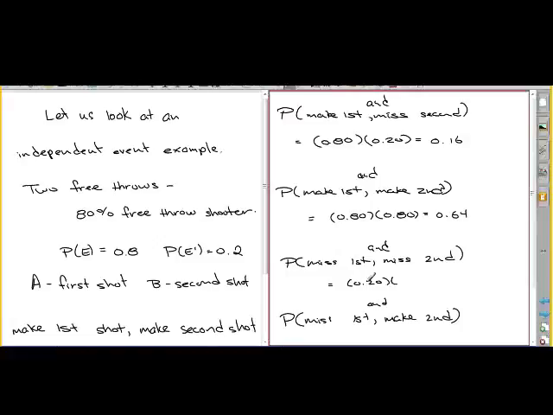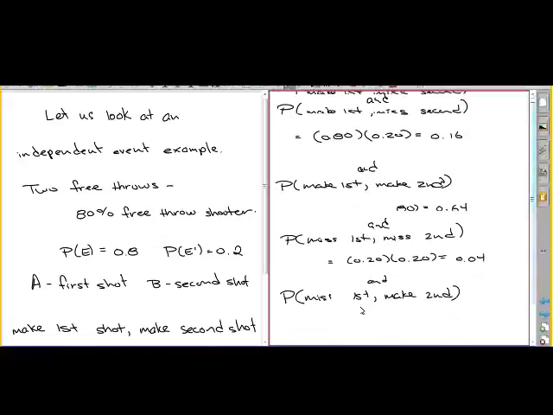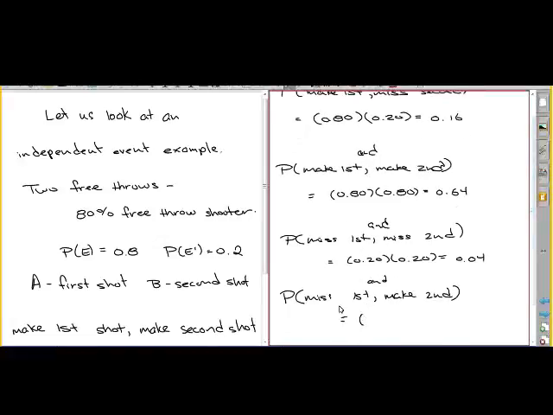The probability of missing the first is 0.2. The probability of missing the second is 0.2. So the probability of him missing both is 0.04, which is pretty small. And then you have missing the first and making the second. You multiply those together, you get 0.16. So those are the probabilities of making and missing, all four different combinations.